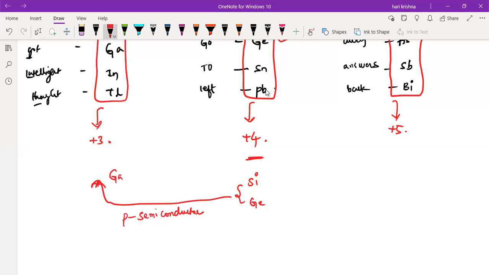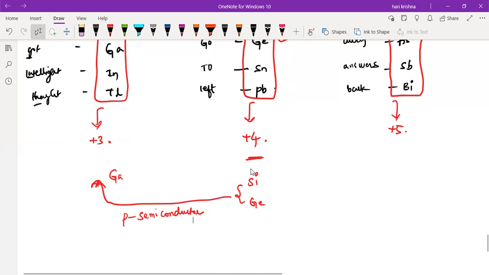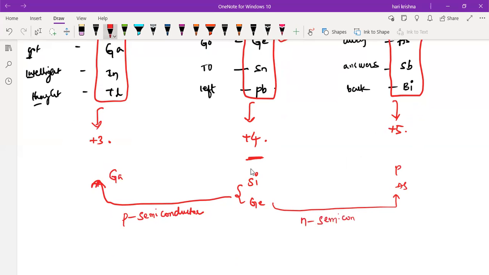Now, when you are doping the same group number 14, silicon and germanium, with phosphorus or arsenic, what will happen? +4 is there, +5 is there. It will form the N type of semiconductors, because there will be one extra valency electron in group number 15. So this one extra valency electron will cause the conductivity to increase. Clear?